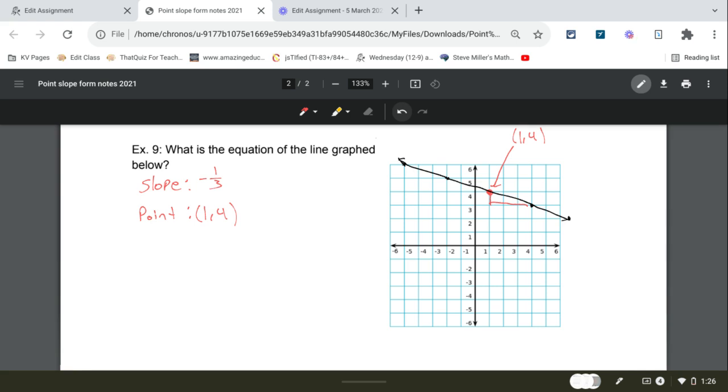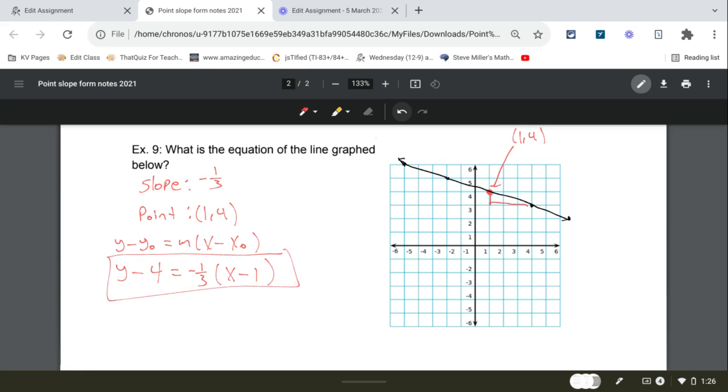And then we can use this to write the equation of the line. So I'll list out that formula: y minus y naught equals m times x minus x naught. So our equation is going to be y minus 4 for the y naught. And then m is -1/3. And then we're going to have x minus 1. That's going to be the equation of this line.